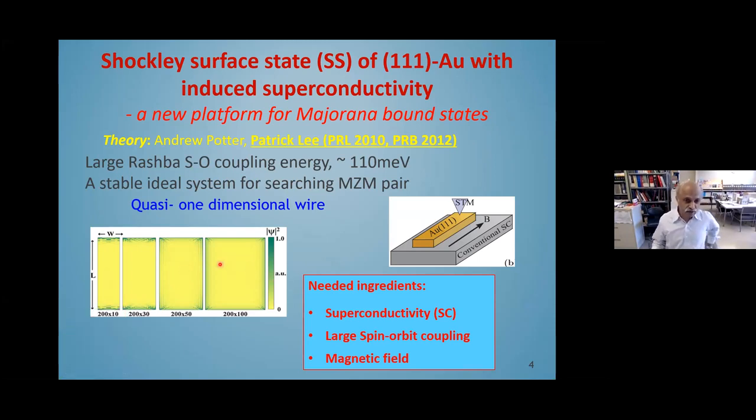As you narrow down the width of this strip, then you can see the edge modes developing. They're localized and they're going closer to zero energy, depending on the length and the coherence length. So basically what you have to do is create a one-dimensional wire, and then in the superconducting state, we should see this Majorana. So what are the needed ingredients? First of all, you have to have superconductivity and large spin orbit coupling that drives them into a purely superconducting state. And of course, we need a large magnetic field to go into this topological gap regime. So that was the idea.